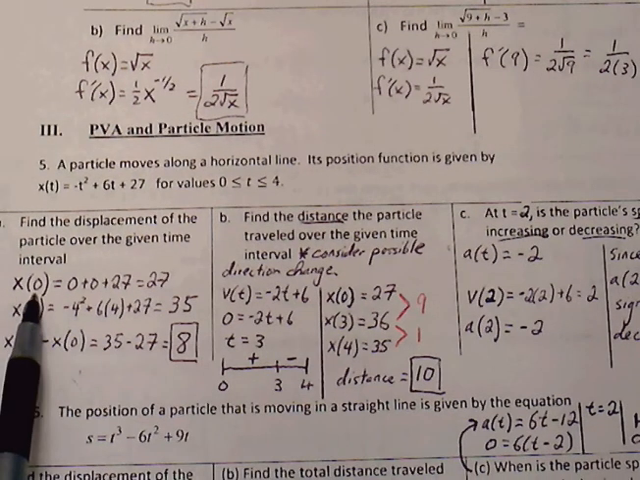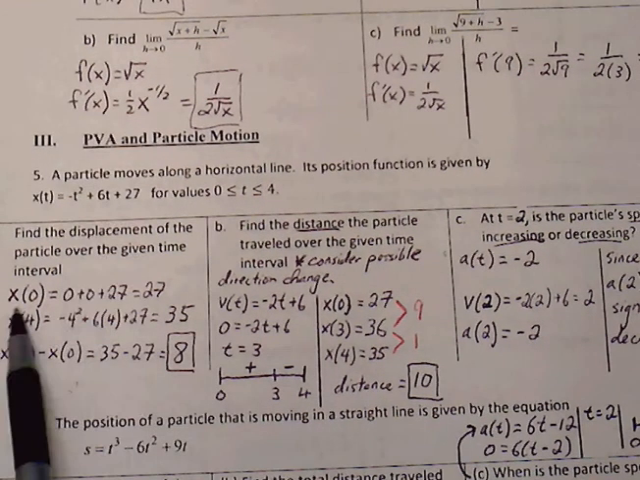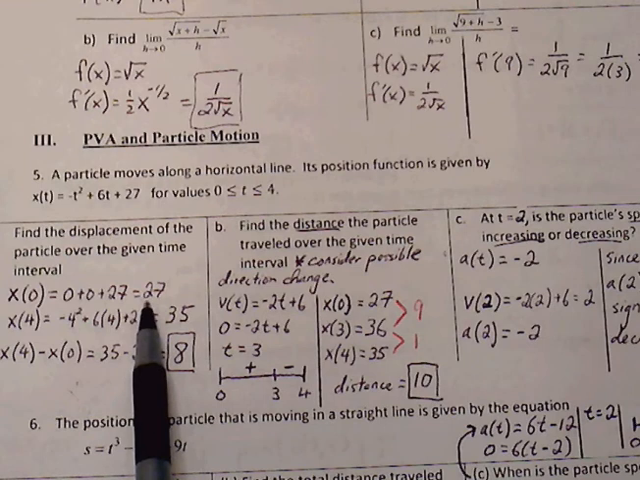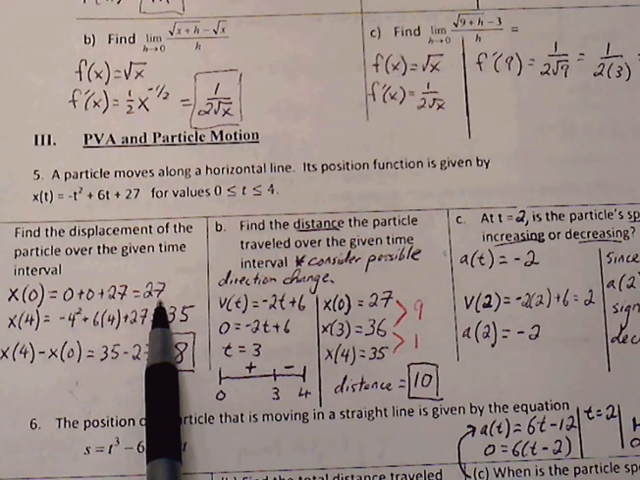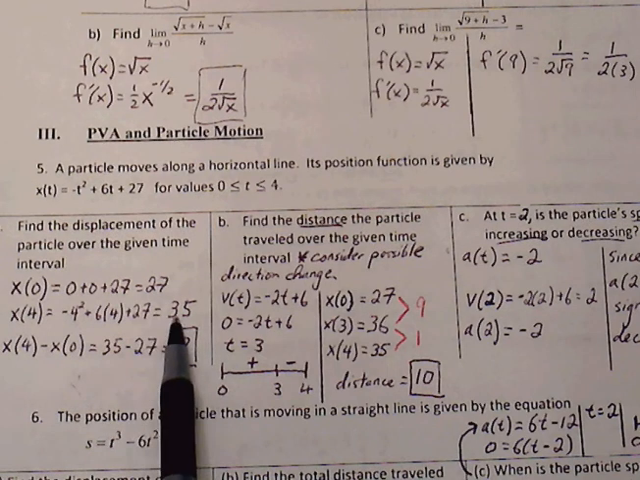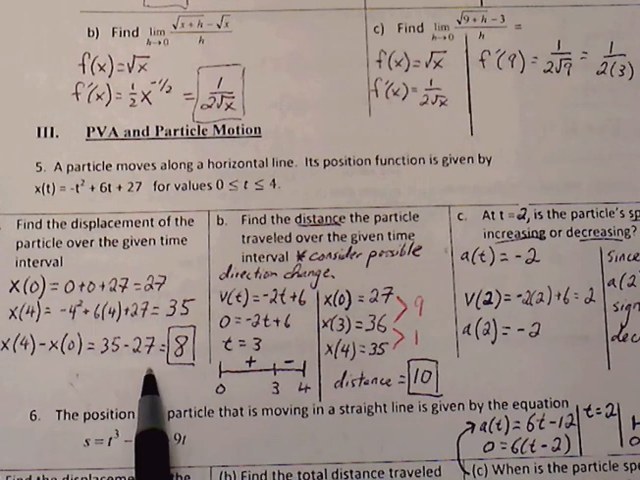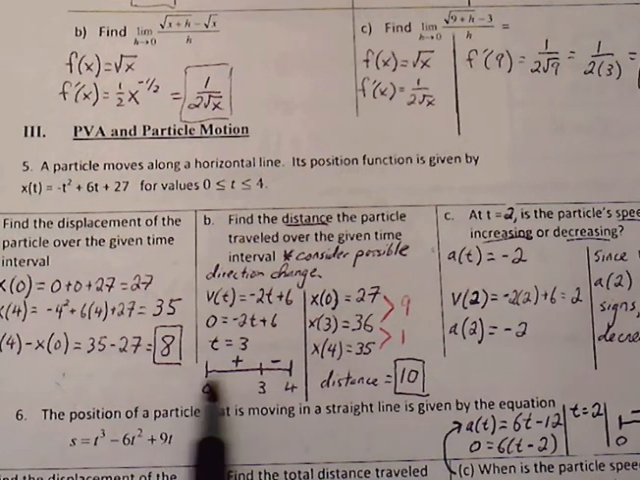So that's all we need to do. Plug your starting point 0 into your position function, and that will get you your position. In this case it is 27. Plug 4 into the position function, you'll get 35, and then we just subtract these two values to find the displacement. So 35 minus 27 is simply 8. Okay.